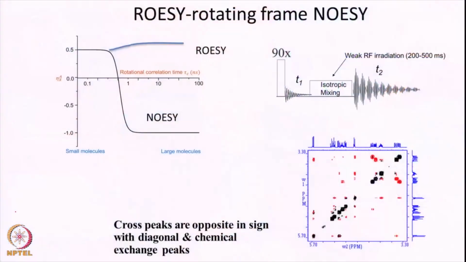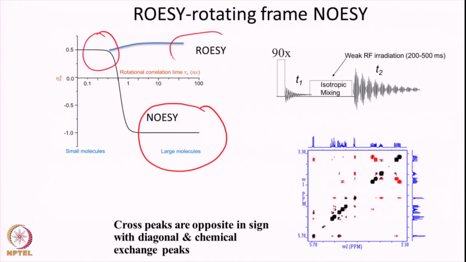Now, we had seen earlier that for small molecules ROE is a better experiment. ROE is basically rotating frame NOE, and we had also seen that for large molecules we obtain negative NOE, while for small molecules we can obtain positive NOE. So, for small molecules ROE is a better experiment.